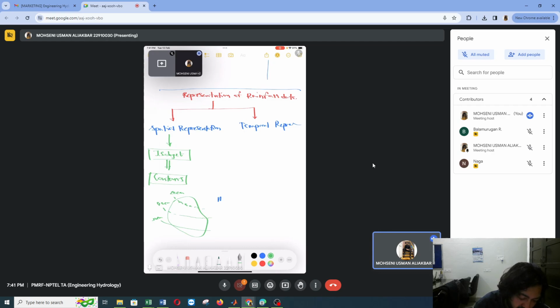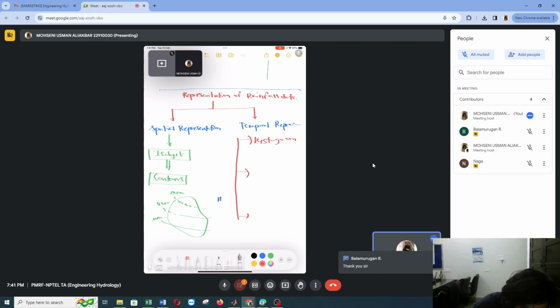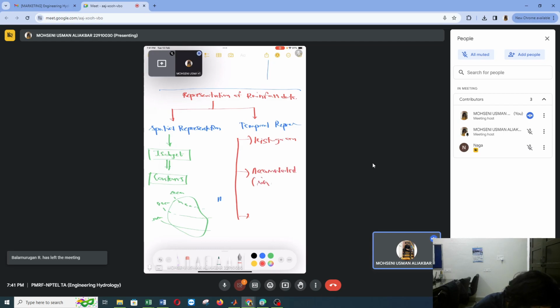But if we want to give the temporal variation of rainfall, how can we do that? So there are three different ways to do that. The first is by use of histogram. The next is by use of accumulated series, where we'll use only a simple line plot, and the next is called hyetograph. So there are three different ways. So let us see one by one.